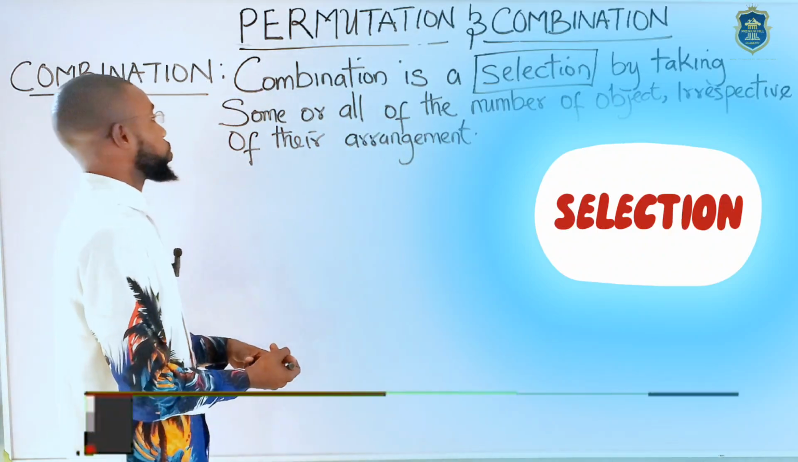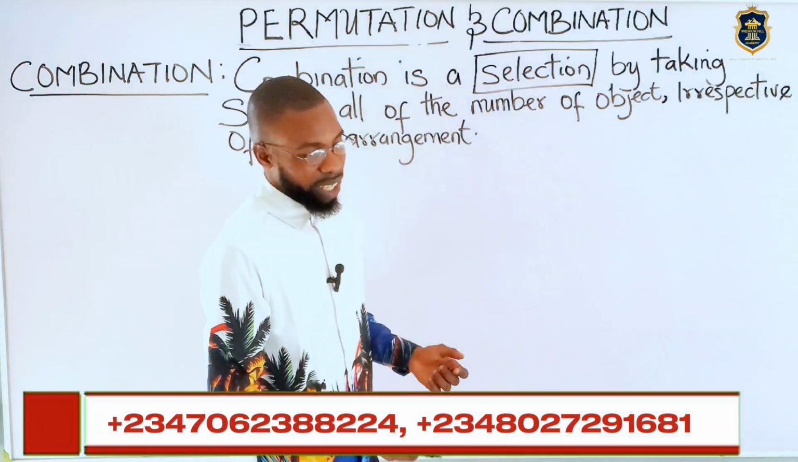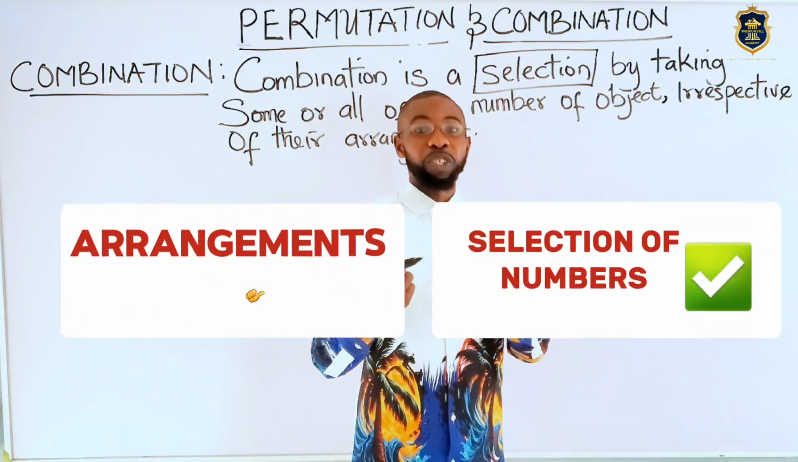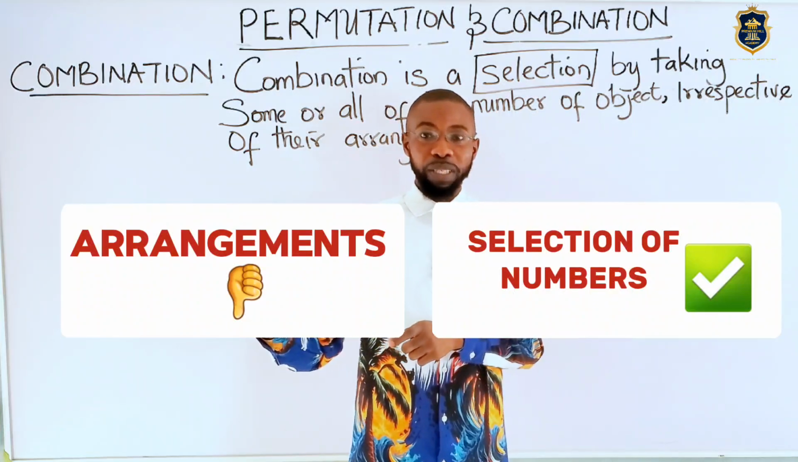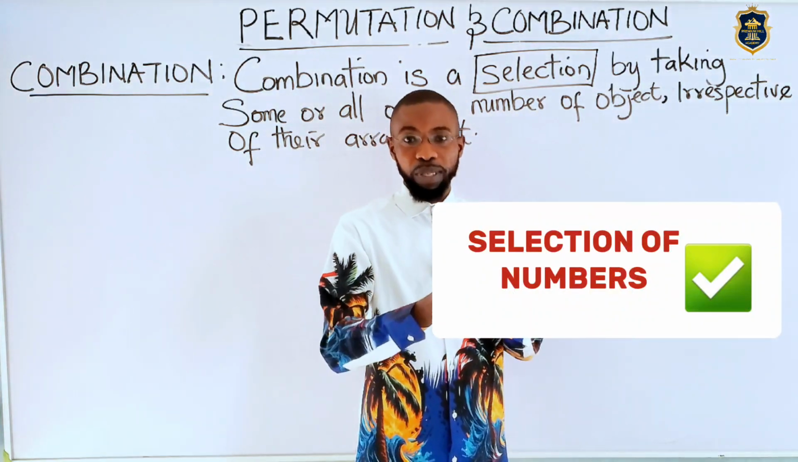A selection by taking some or all of the number of objects irrespective of their arrangement. To break it down, what it simply means is that combination has to do with selection of numbers, not arrangement. Permutation has to do with arrangement in order, but when we talk about combination, we're talking about selection.